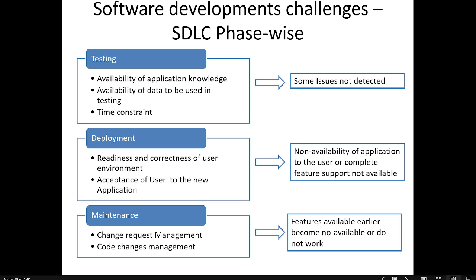Now, if any of the thing is not available, any of the environment is down, or the data is not available in that environment, or I am unable to test or deploy, then it may cause a delay. And then acceptance of a user to the new application is again a challenge, because at times when the application is getting developed and when users are checking against the requirements given, then there might be some conflict or there are certain issues which a user can raise. What is the output? Non-availability of the application to the user, or complete feature support is not available.